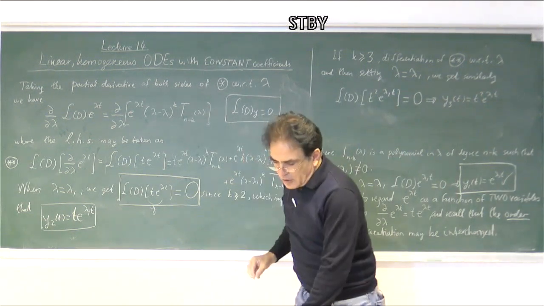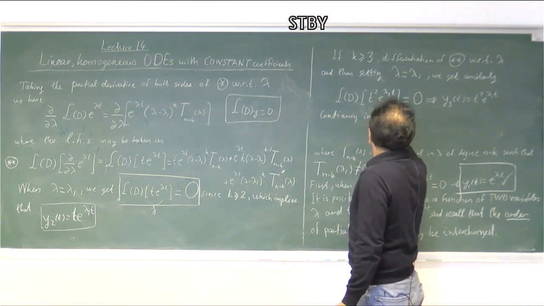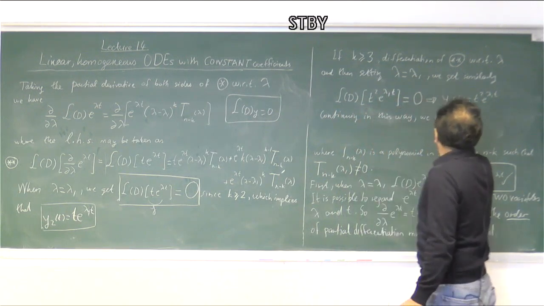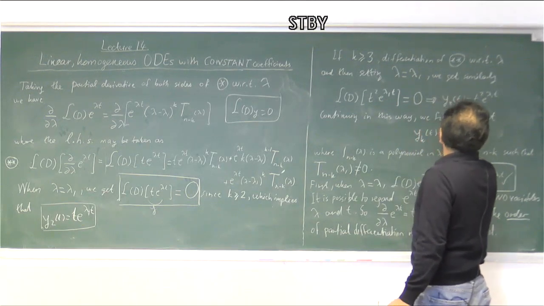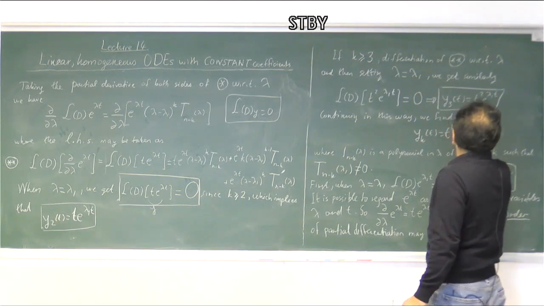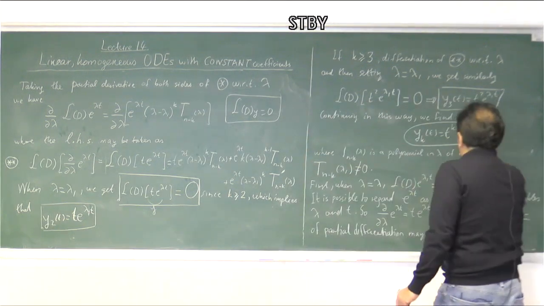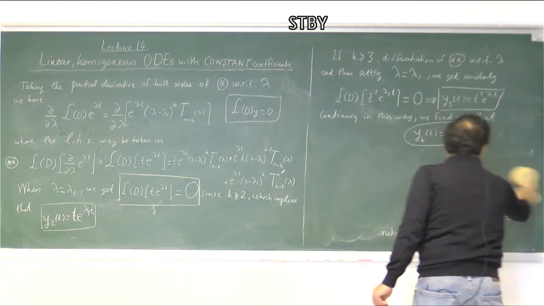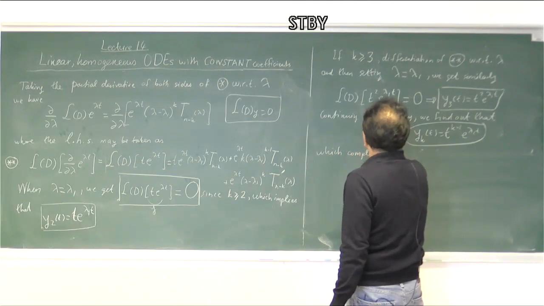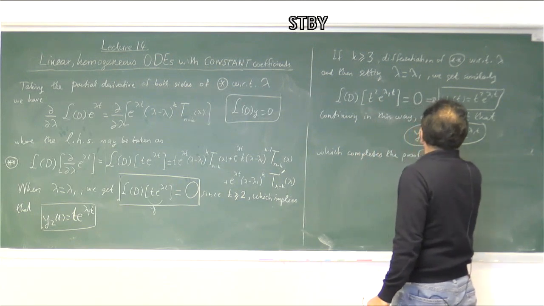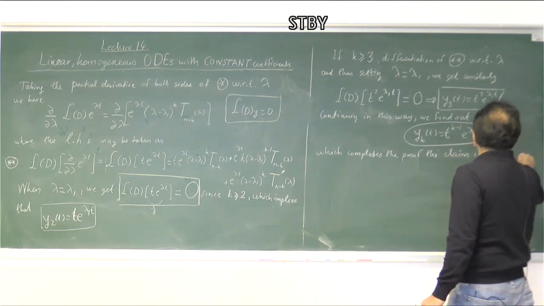Good. And continuing in this way, we find out that y_k(t) is t to power k minus 1 e to power lambda 1 t, which completes the proof of the claim in case 3. Okay?